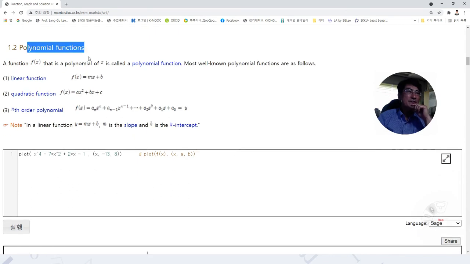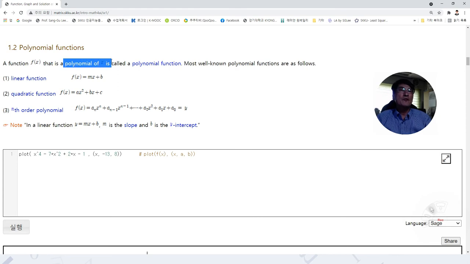Polynomial functions first. A function f of x that is a polynomial of x is called a polynomial function. The most well-known polynomial functions are the following. The first, a linear function, y is equal to mx plus b. Here, m is the slope and b is the y-intercept. Next, the quadratic function, ax squared plus bx plus c.